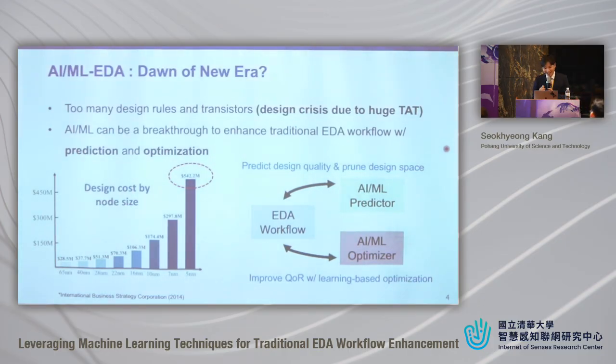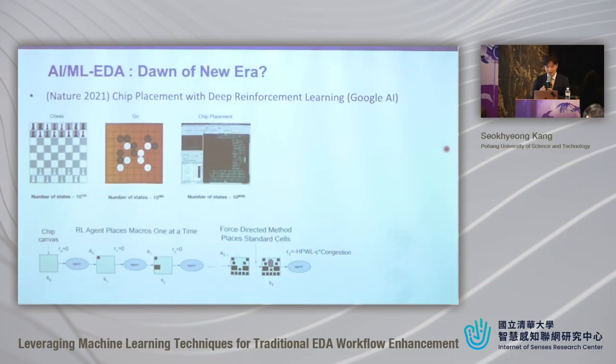And from the design space. And also the AI/ML can improve QOR, the quality of results, with learning-based optimization. This was a kind of famous research from Google, right? Google used reinforcement learning to place the macro cell.